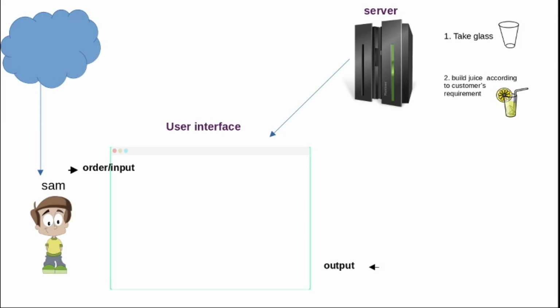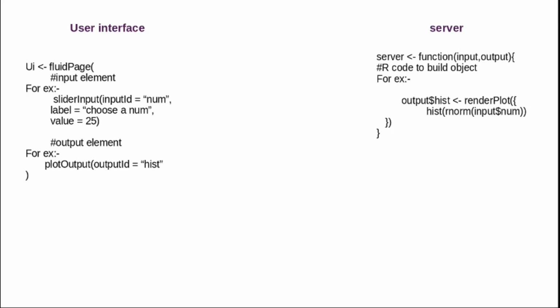In the user interface there are two elements, the input element, or order, and the output element. The server does nothing else, it just builds the juice for you. First let's look at the user interface and server. In the user interface you need two elements, input element and output element. I write the example, you can see, and in the server you write code to build the object, like you can imagine the juice. I will explain this scenario in the next video.